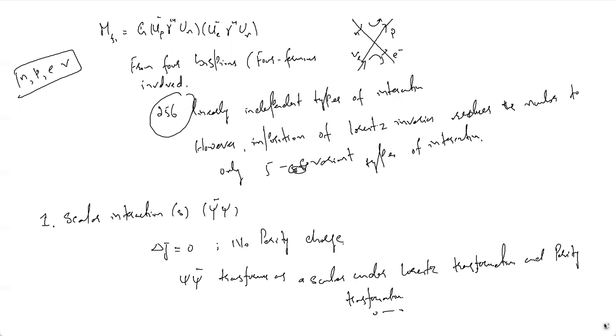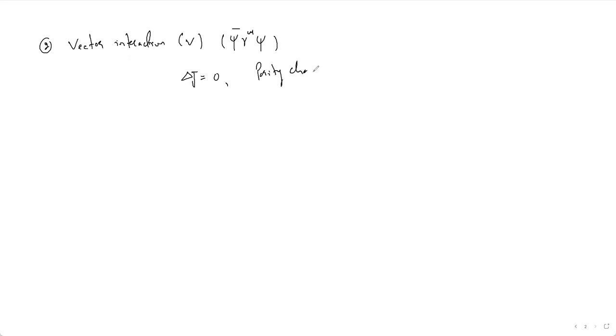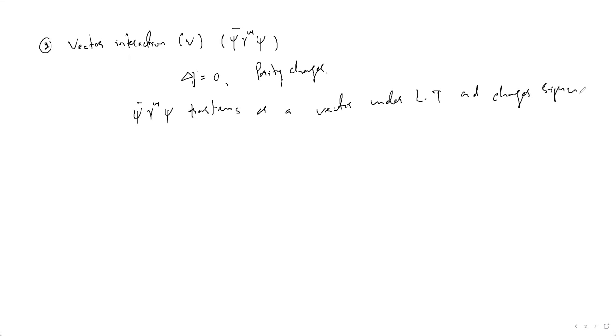Now the second interaction after the scalar interaction is what we call the vector interaction, and we represent it by the symbol V. This is given by ψ̄γ^μψ. Again here the selection rule ΔJ is 0, but here the parity will change. Parity changes in the vector interaction. So ψ̄γ^μψ will transform as a vector under the Lorentz transformation, and it will change sign under the parity transformation, whereas the scalar doesn't change sign under the parity transformation.